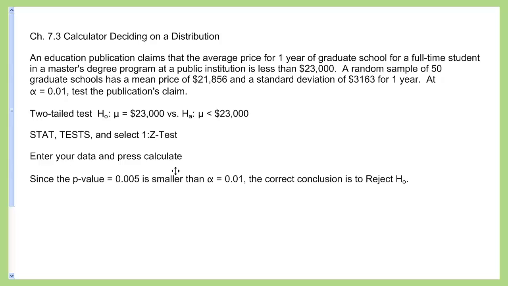So I'm going to enter my data and press calculate, and we're going to see that the p-value is small, and it's smaller than alpha, and so you're going to conclude that you reject the null hypothesis. But I want to show you this on the calculator.